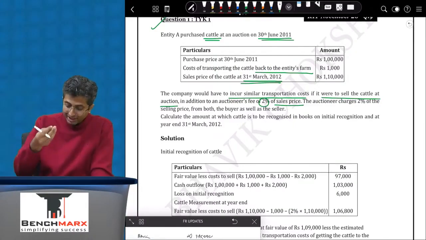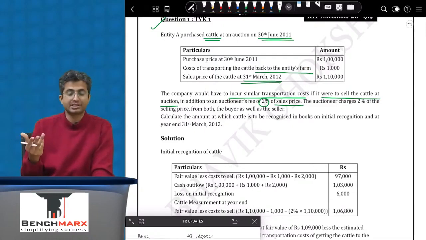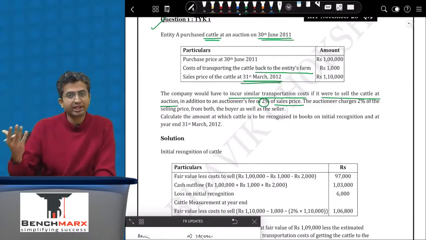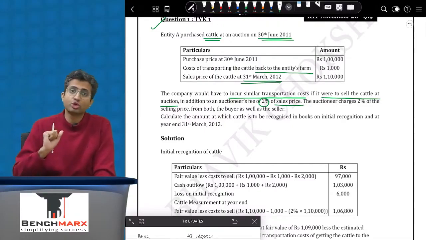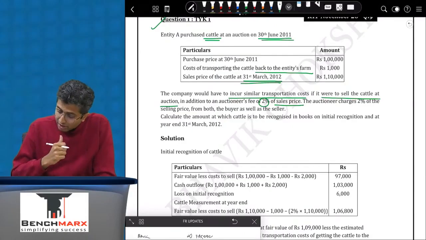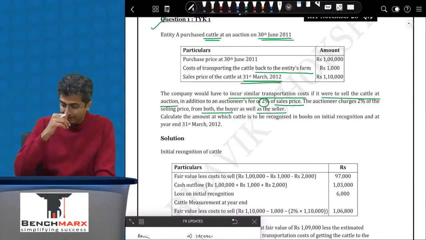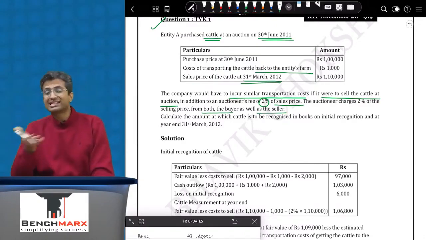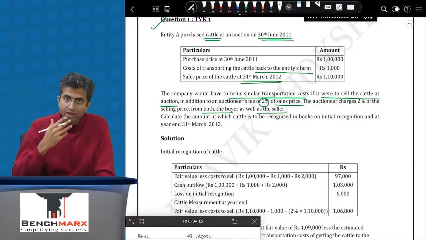So if I were to buy the cattle today and on the very next instant I want to sell the cattle, I will have to sell the cattle through the auction, and the auctioneer is going to charge 2% to sell. The auctioneer charges 2% of the selling price from both the buyer as well as the seller. So maybe when I purchase the cattle, I must have paid 2% to the auctioneer. But when I sell the cattle, I will again have to pay 2%.